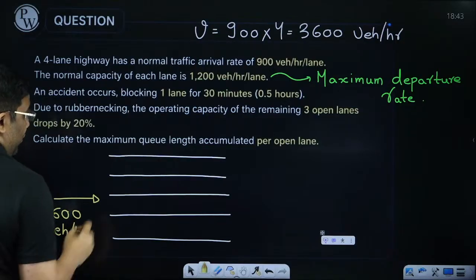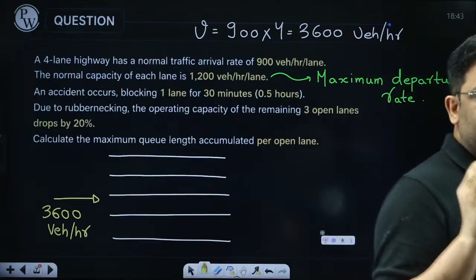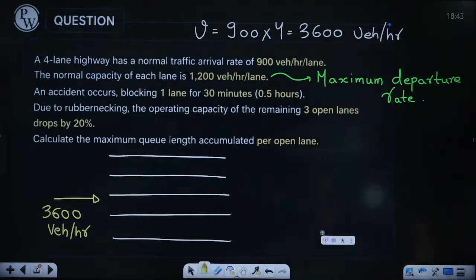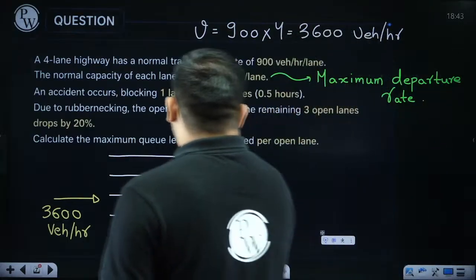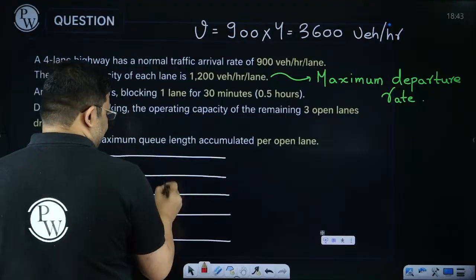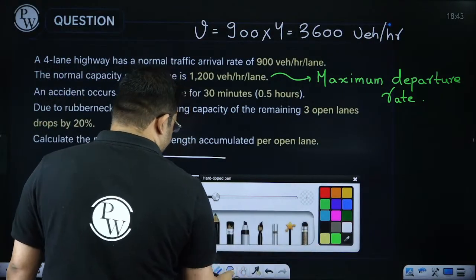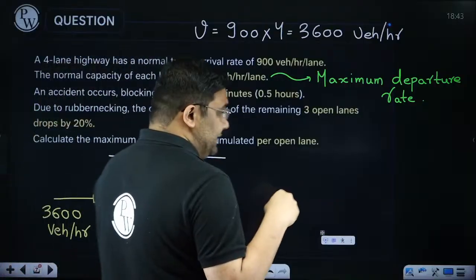Now under normal capacity, the maximum departure rate is 1200 vehicles per hour per lane. But what is given is that one of the lanes is blocked due to an accident. Suppose we randomly choose any one. Suppose this is blocked due to the accident.